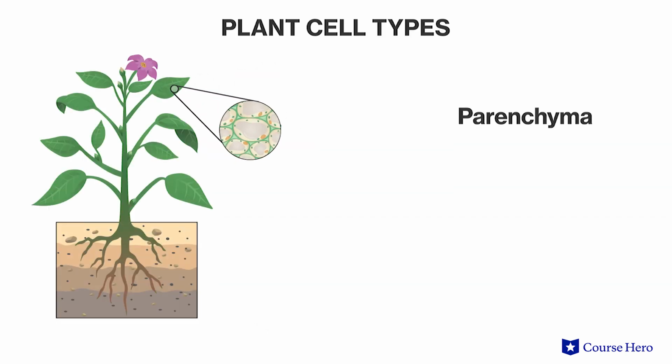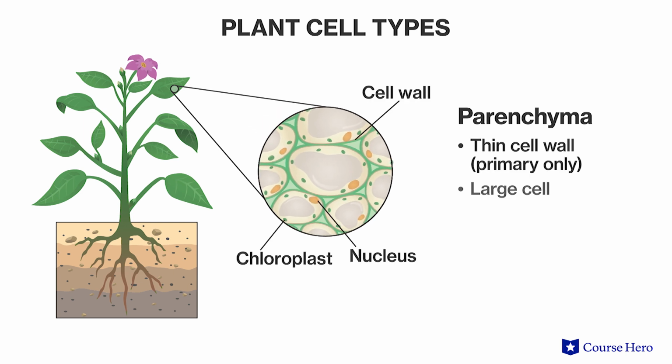A parenchyma cell is a thin-walled, large cell with a very large central vacuole. It contains numerous plastids which perform metabolic processes. For example, photosynthesis takes place in areas exposed to light, such as the leaves, where the primary plastids are chloroplasts.